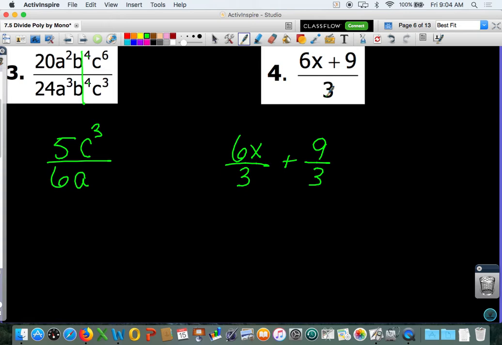6 divided by 3 is 2. The x will come down because there's not an x to subtract it with. 9 divided by 3 gives me 3. So 2x plus 3 would be your final answer.